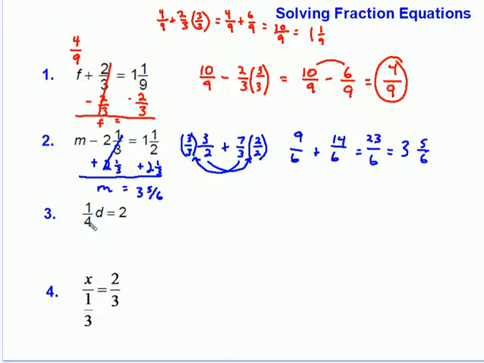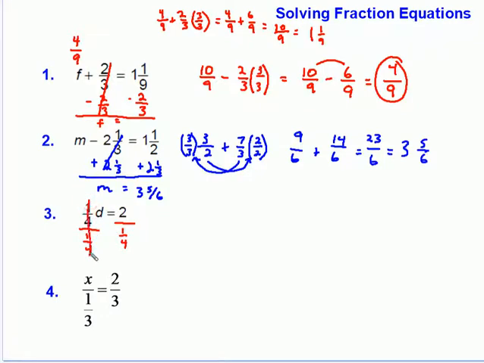In this case, we have 1/4 times d is equal to 2. Now, once again, we just have to get d all by himself, make him lonely. To do that, we use inverse operations. And what is the inverse of multiplication? Because this is simply multiplying d and 1/4. It is division. So we'll have to divide by 1/4 on this side. And whatever we do to the left side, we also have to do to the right side. So we have to divide by 1/4 on this side.